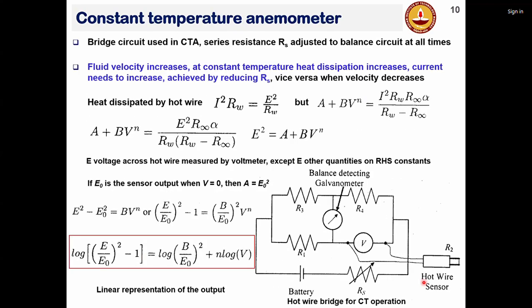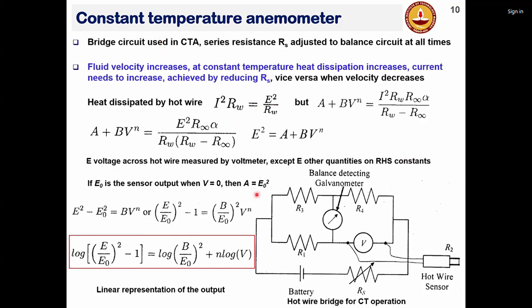So I would stop here in case you have any questions, but tomorrow we're going to look at the constant temperature anemometer and how it works. In a constant temperature anemometer, we ensure that the temperature of the wire, tungsten wire or platinum wire, is kept constant. To keep the temperature constant, we have to vary some resistance in this Wheatstone bridge circuit, and through adjustment we can ensure a constant temperature.